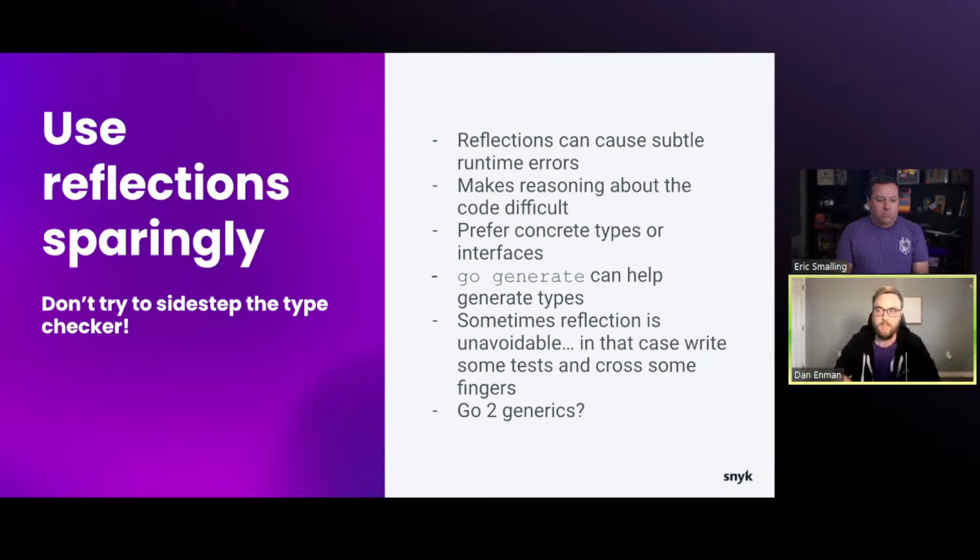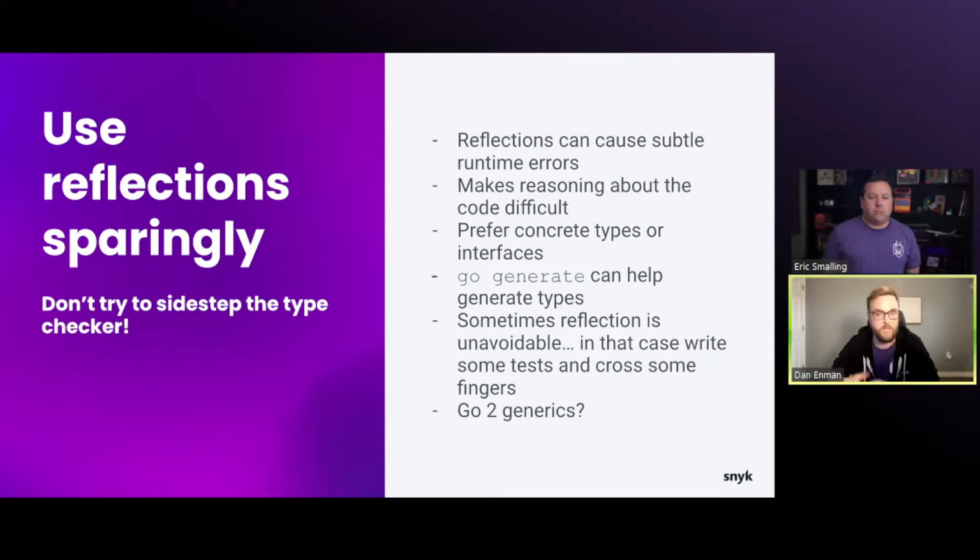The next thing to talk about is the use of reflection. Reflection can be very powerful, but it can also be very dangerous. It can cause all kinds of subtle runtime errors that you can't check with the type checker and can't catch at compile time. It can make it really hard to reason about the code that you're writing, because it uses internal types to reference certain types and values in Golang. If you can avoid reflection, I would highly recommend you do it.